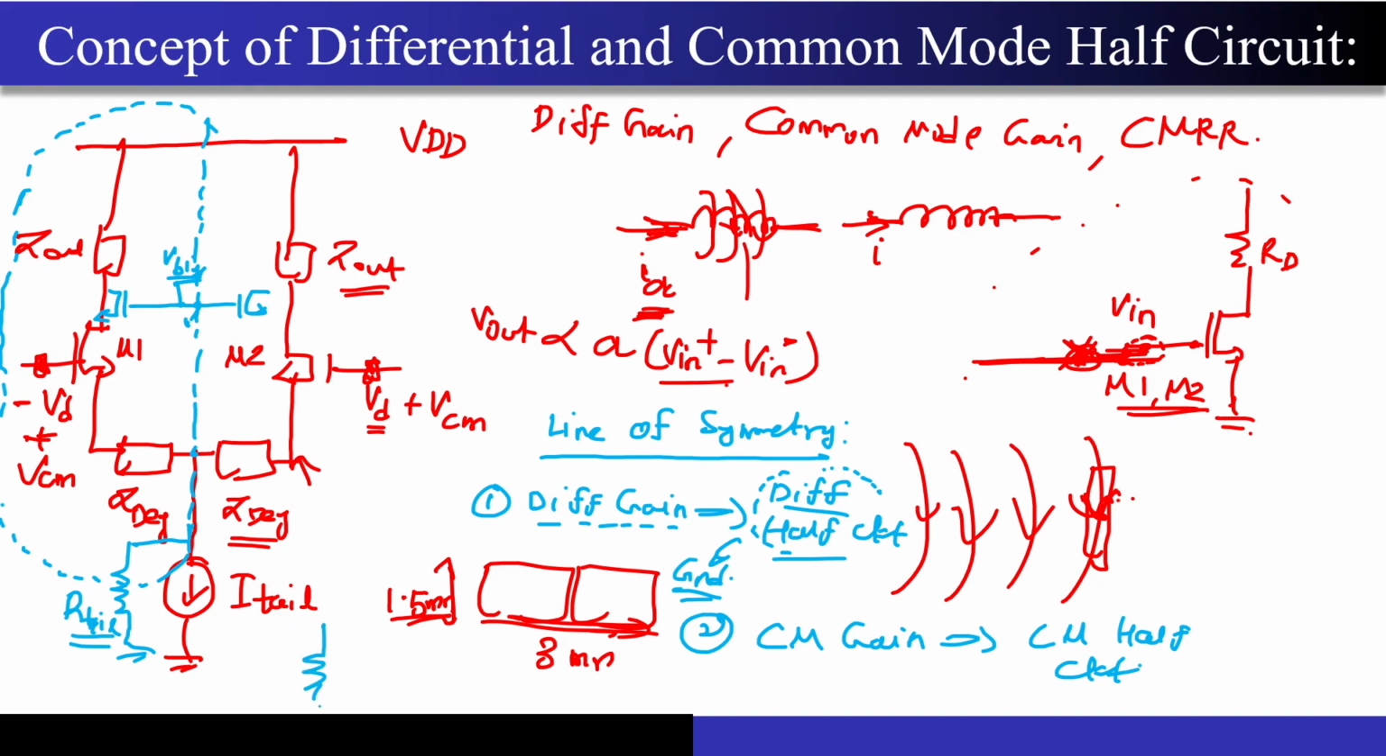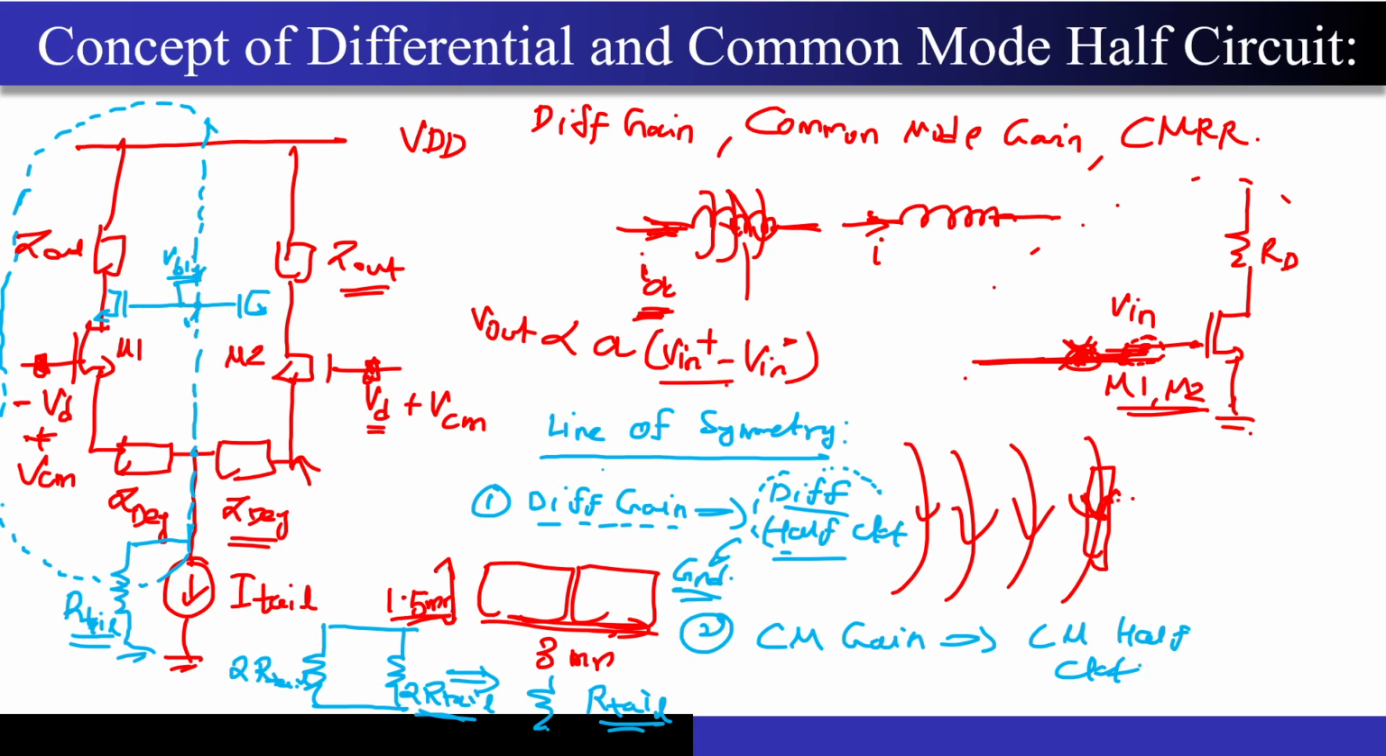So now I have to take two resistors and their equivalent resistance should be R tail. So can anyone tell me what will be the value of each of these resistors if I connect them in parallel? Twice of RT. Yes, very good. So it will be twice of RT. So this is what I have to do.